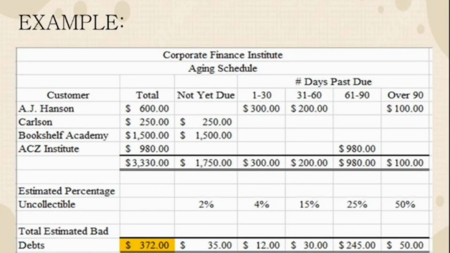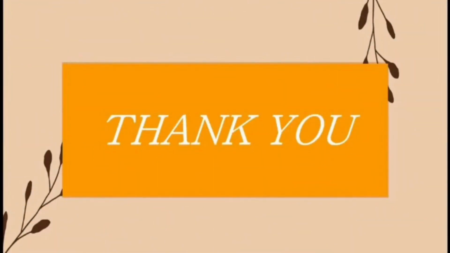So to have the total estimated bad debts is i-add na to ang $50 plus $245 plus $30 plus $12 plus $35 equals to $372. So that's the total estimated bad debts. So that would be all for our report about adjusting entry to take up bad debts.